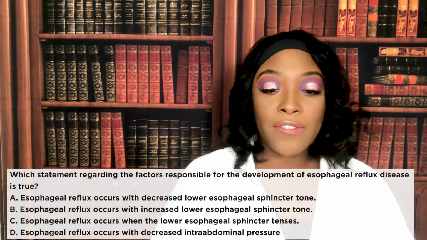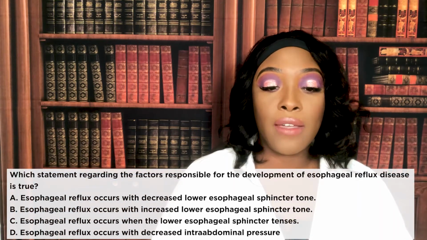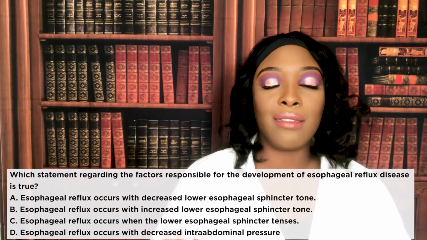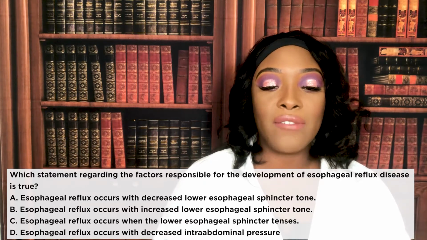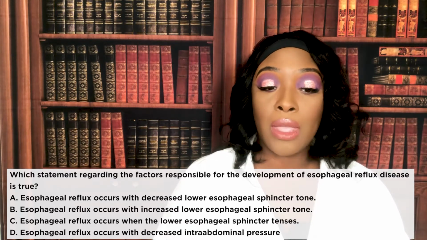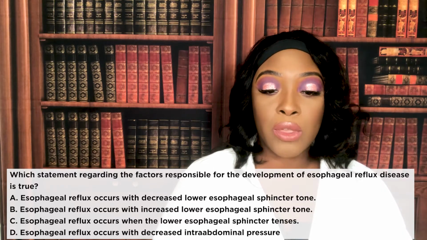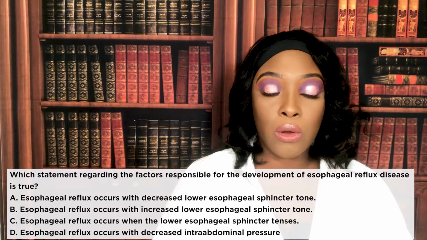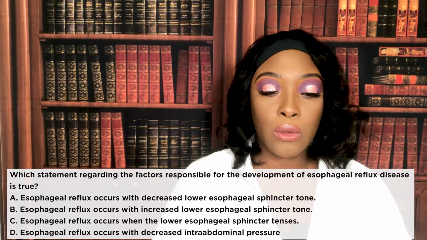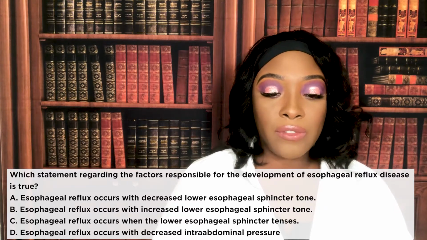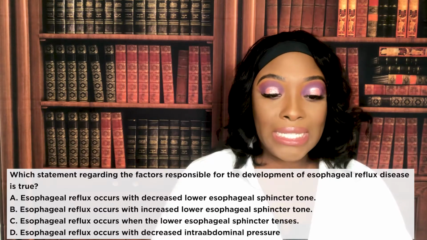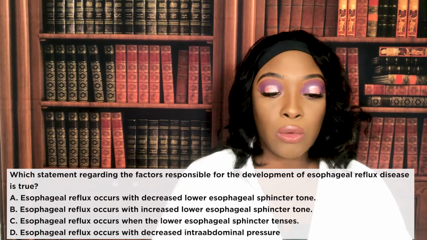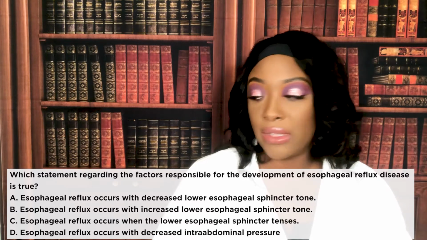Which statement regarding the factors responsible for the development of esophageal reflux disease is true? A, esophageal reflux occurs with decreased lower esophageal sphincter tone. B, esophageal reflux occurs with increased lower esophageal sphincter tone. C, esophageal reflux occurs when the lower esophageal sphincter tenses. Or D, esophageal reflux occurs with decreased intra-abdominal pressure. I'll give you a moment to think of your answer.